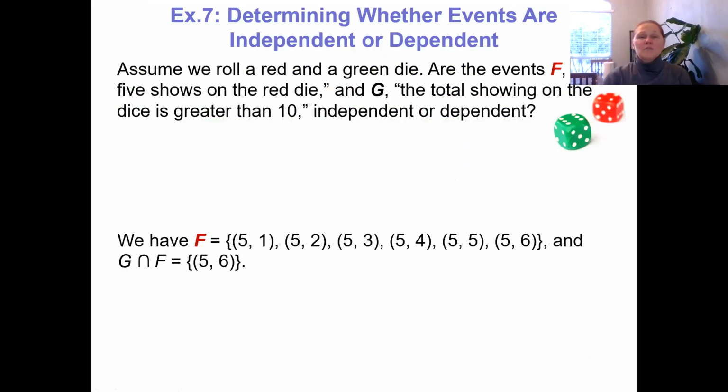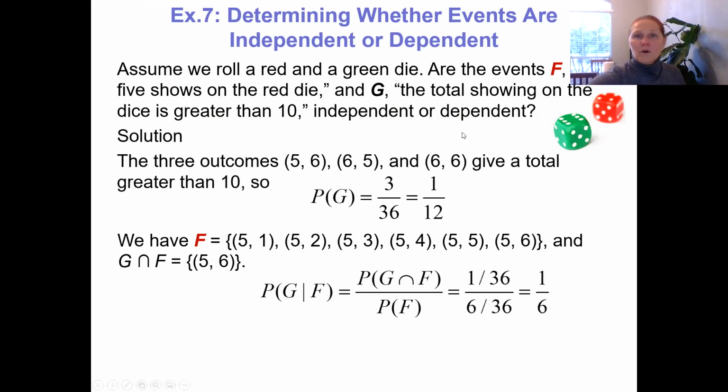Assume that we roll a red die and a green die. The event F is that 5 shows on the red die, and the event G is that the total showing on the dice is greater than 10. We want to decide whether the events are dependent or not. To determine this, we can calculate the probability of the event G itself, P of G, or the probability of the event G given F.